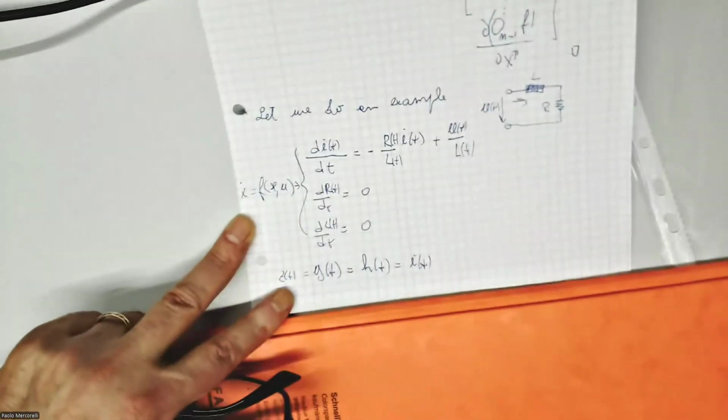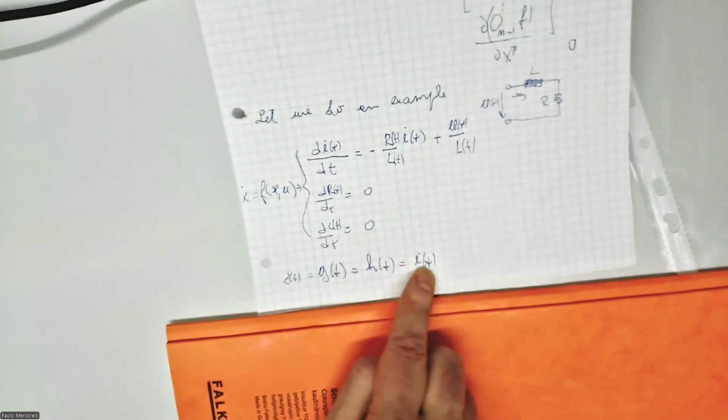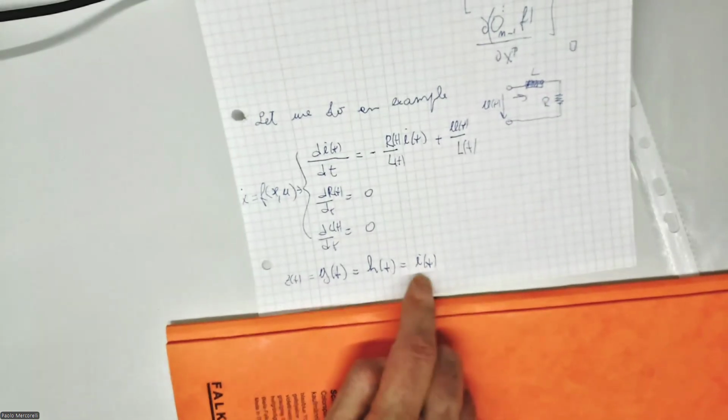Look at some calculations. Why is O0 equal to 1, 0, 0? And then I will show you with MATLAB. It's 1, 0, 0 because here I assume to measure the current. H is a linear function. In this case it could also be nonlinear, but here it's linear. It's the current.